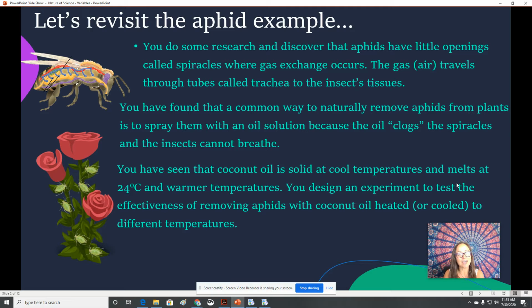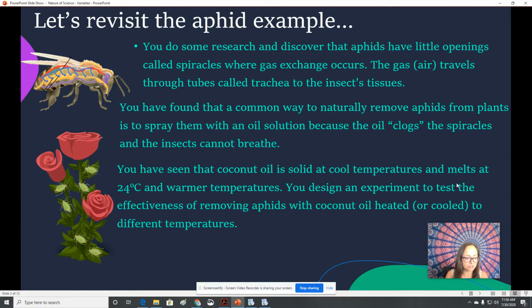So they're little insects that have these openings called spiracles in their body, and the spiracles are where gas exchange occurs. So that is like the hole or the opening where air comes in, like with oxygen, and then carbon dioxide goes out. And then they travel through trachea, which are little tubes, to deliver that gas, the oxygen, to the tissues in the insect. So anyway, you do some research and you find that a common way to get rid of aphids off your plants is to spray them with an oil-based solution.